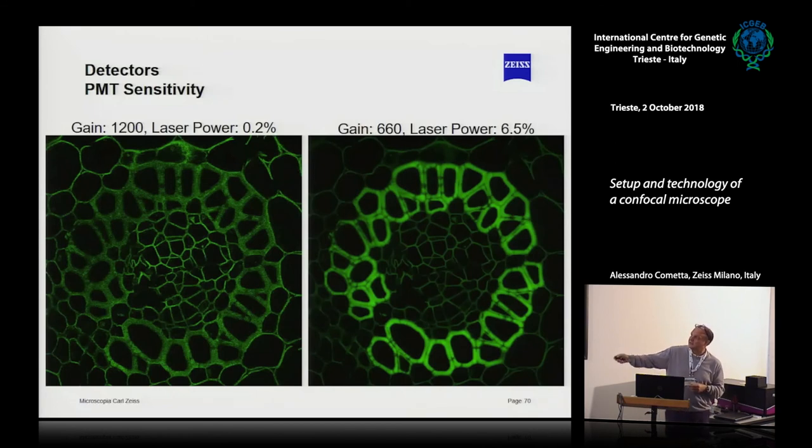In this case, the background will be much lower and the signal will be higher. The drawback of this approach is that much more laser power means that I have much more chance to destroy my sample. So again, a balance between the time you want to spend and the ability of your sample to support your laser.